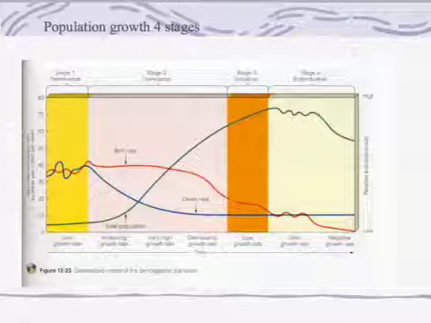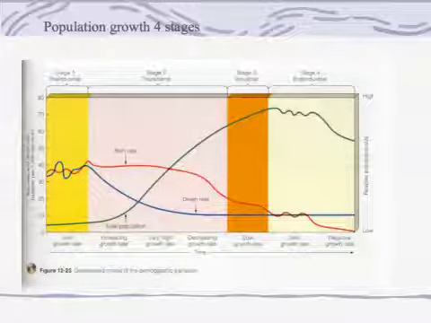Here we have the demographic transition model, and this is a famous graph that you need to be familiar with.